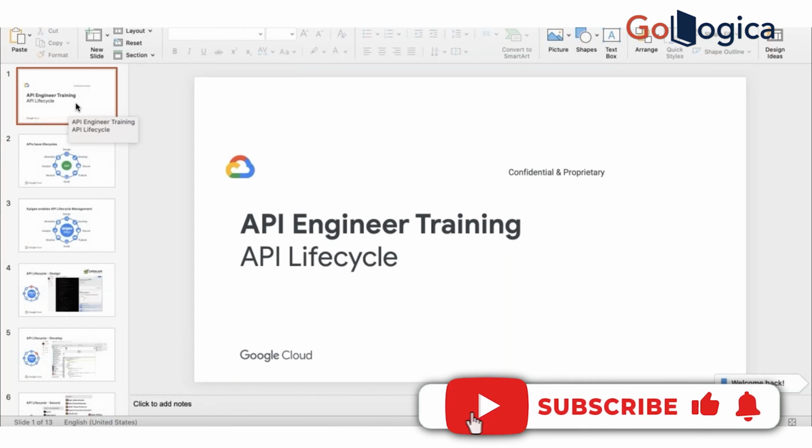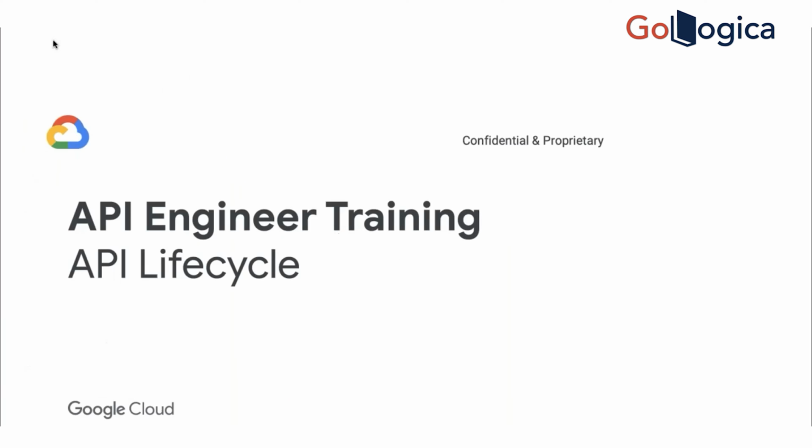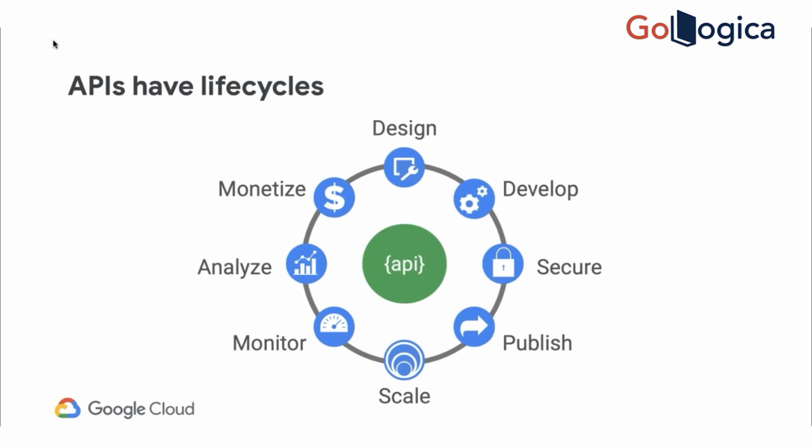We'll start with API lifecycle, how Apigee helps maintain the life cycle of an API, how you can manage the whole life cycle. So even the APIs, like any other standard software or program, they have their own life cycle. So they have the phases like design, develop, secure, publish, scale, monitor, analyze, and eventually monetize. So there are different phases for any API.